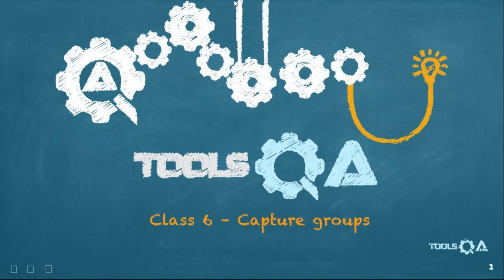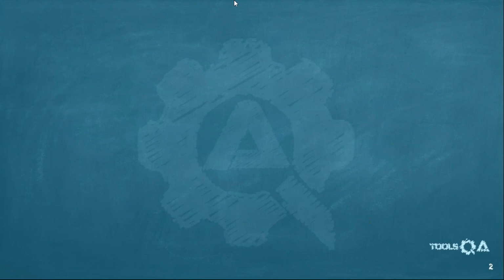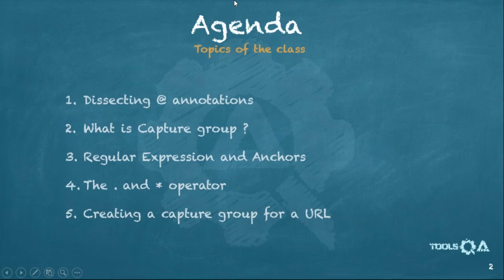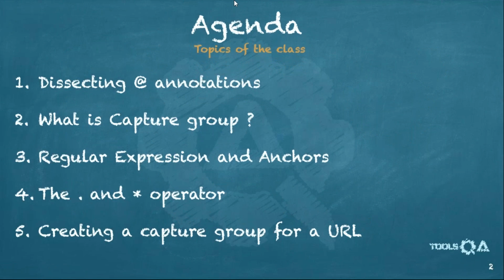So I will quickly take you through the agenda today. First, we will understand the @ annotation and what the string component is. Second, we will talk about capture groups. Third, we will talk about regular expressions and anchors. Fourth, we will talk about the dot and the asterisk operator. And fifth, we will talk about creating a capture group from a URL.